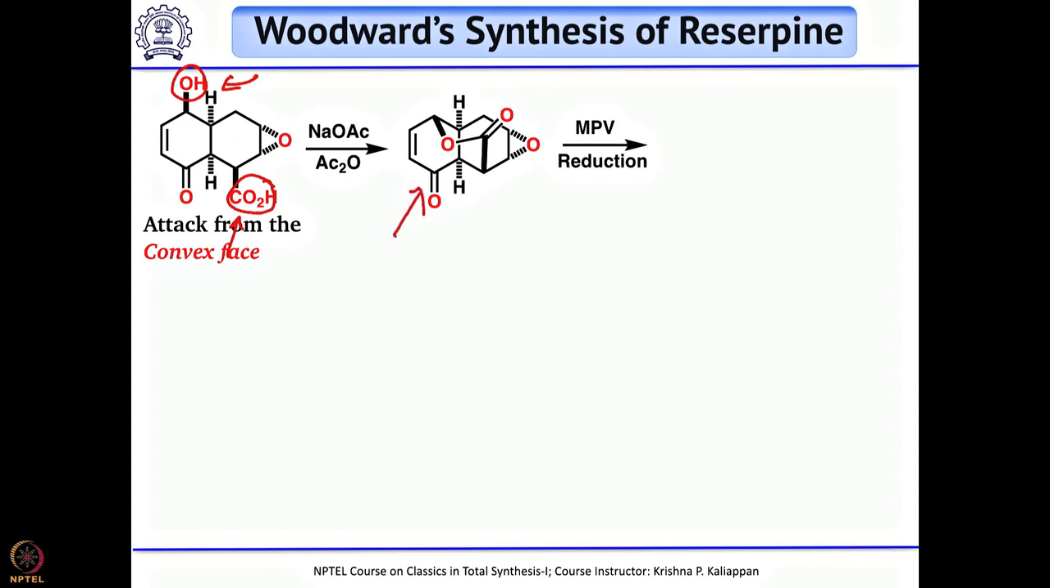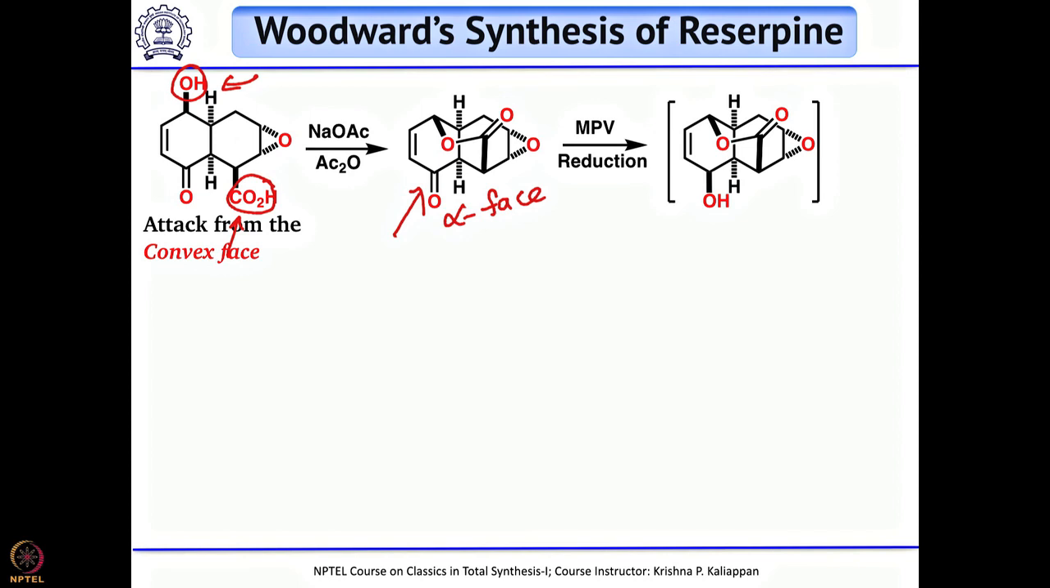The enone, if you reduce under MPV reduction condition, that is Meerwein-Ponndorf-Verley reduction condition, this carbonyl group will be reduced. Again, the alpha face is more free, so the hydride will come from the alpha face and you get the beta alcohol. But what you get is this compound. So that is the beta alcohol, and it does not stop there.